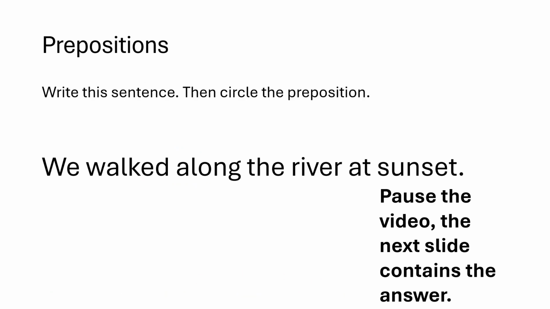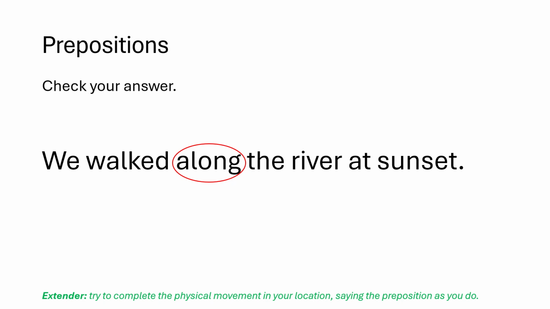Write this sentence, then circle the preposition. We walked along the river at sunset. Pause the video. The next slide contains the answer. Check your answer. We walked along the river at sunset. The preposition is along.